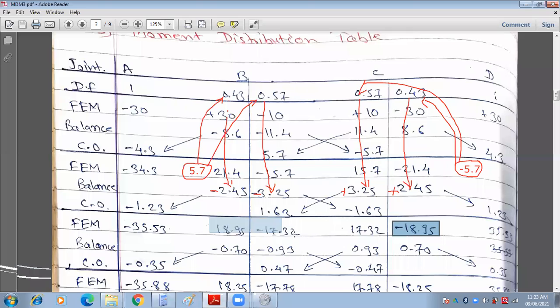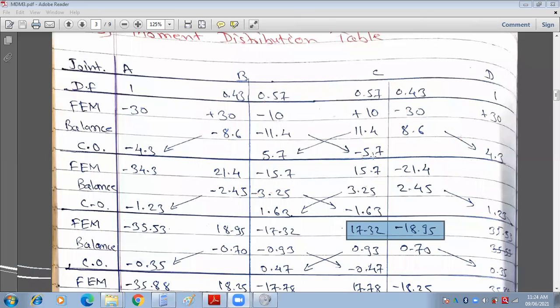And check whether this moment is balanced or not. If the balance is not there, again make the difference of these two and write down over here. Follow the same procedure, same iteration, until you get the same moment.